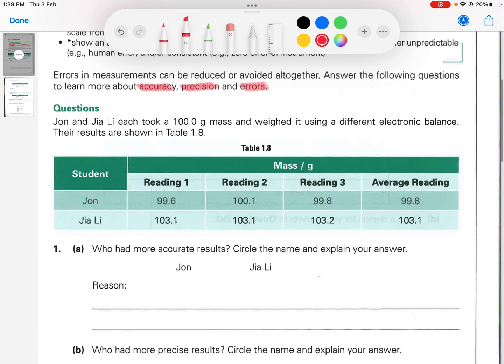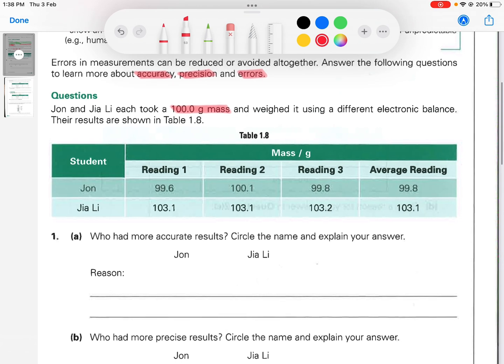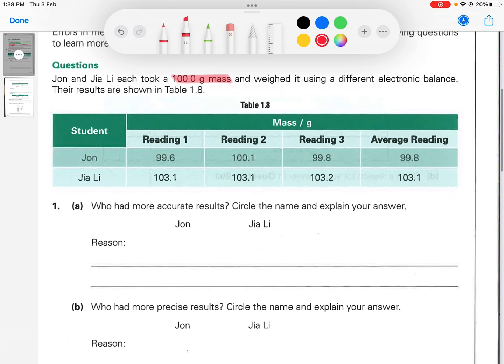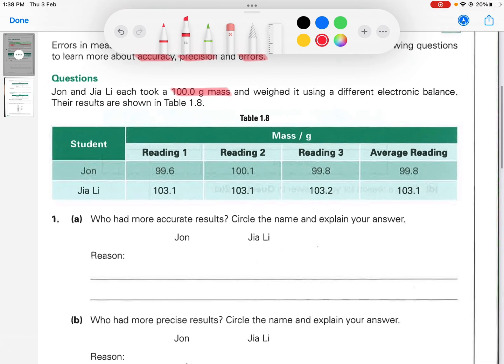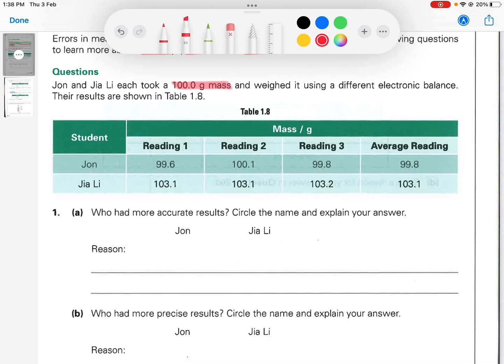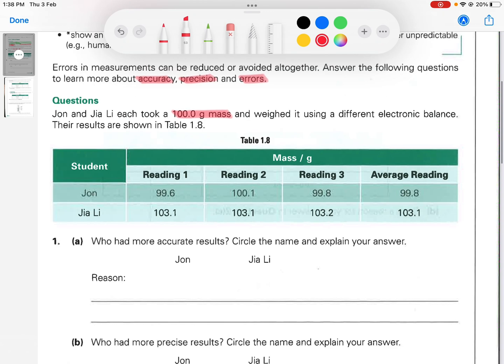Question: John and Jiali each took a 100.0 gram mass. So the mass is actually 100.0 grams. They weighed it using different electronic balances. The results are shown in Table 1.8. Who had more accurate results? Circle the name and explain your answer. So who had more accurate results, John or Jiali? Take a look.